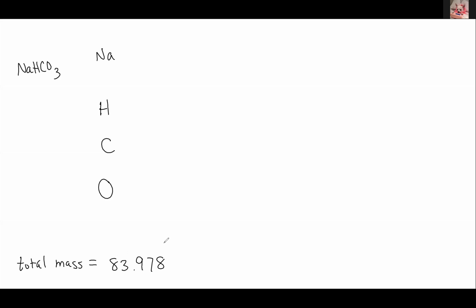Whenever we're doing this, we say our mass of our element over our total mass, right? So what's my mass of sodium by itself? 22.990. Yeah, so it's going to be 22.99. Then I'm going to divide it by 83.98, and then we're going to multiply it by 100%.